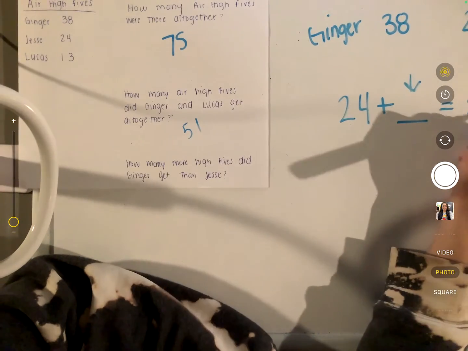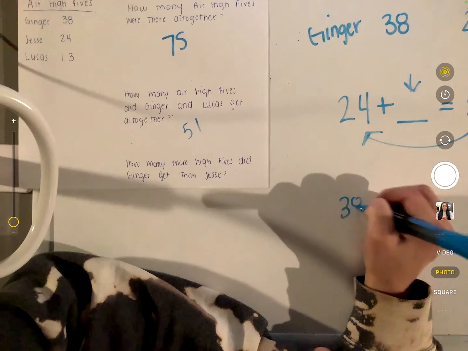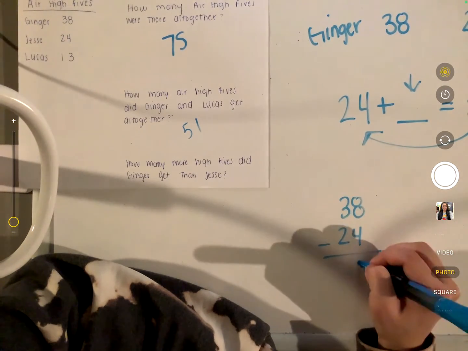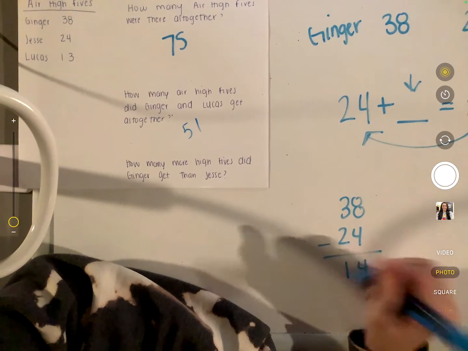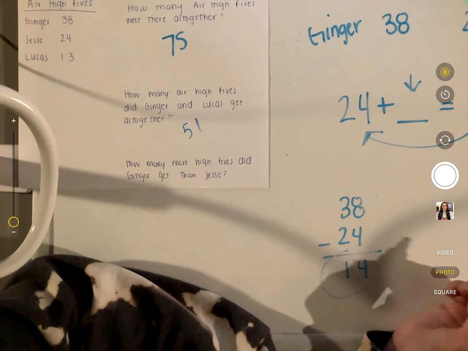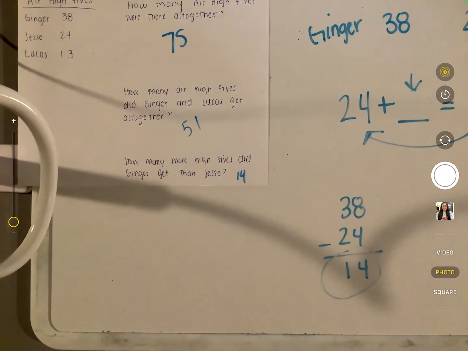So, remember last time we can do 38 and we could subtract 24. Right? We can get 8 minus 4 is 4, 3 minus 2 is 1, 14. So, Ginger got 14 more high fives than Jesse did.